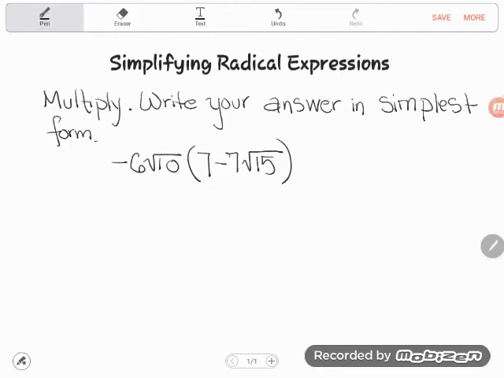Hey, math students. I got this question sent to me on Facebook by Miriam, so let's take a look. It says, multiply, write your answer in simplest form.